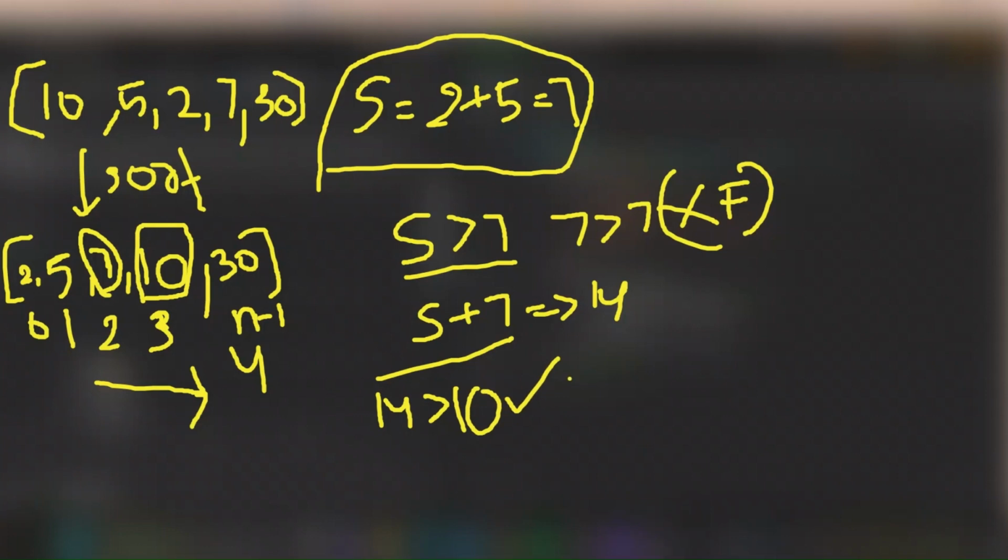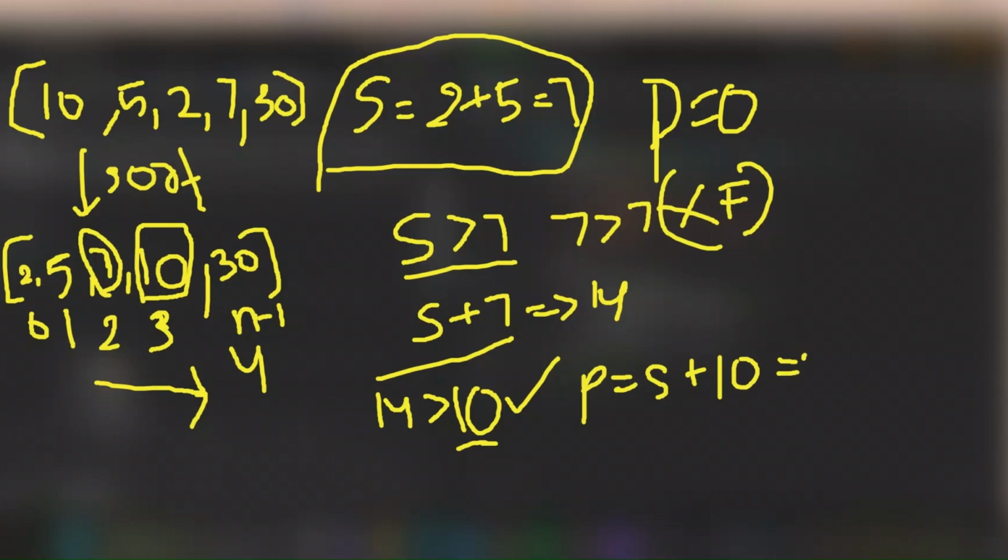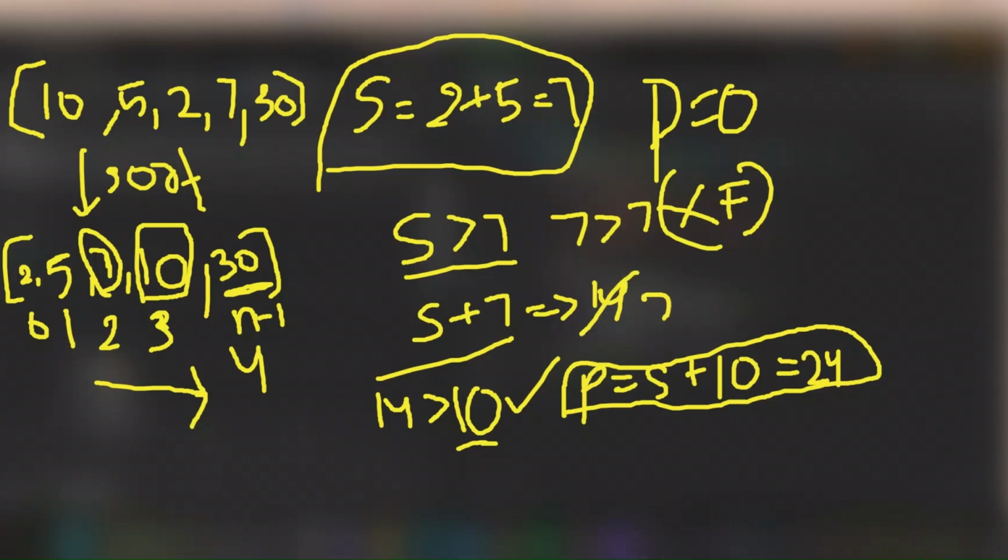Yes, it's met. So now we'll take a variable called parameter. Firstly we initialize the parameter to 0, and now we'll set it to sum plus the current index element. What is the current element? It's 10. So the parameter will be 24. Now we got our new parameter, and let's move to the next index. We'll increment the sum to 24, that is sum plus the current element. Now we compare if 24 is greater than 30. No, it's not greater than 30.